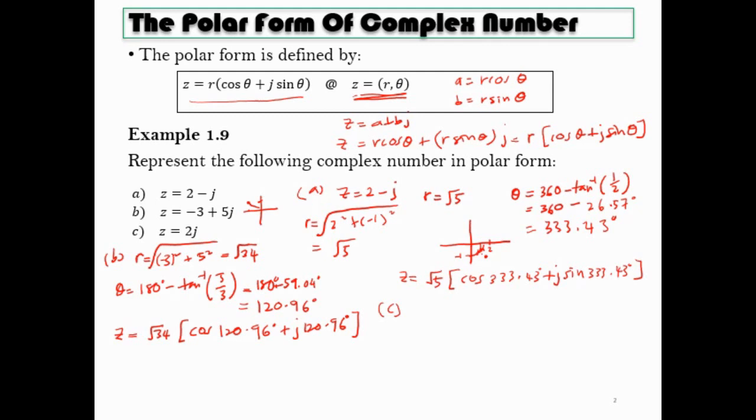So R is equal to the square root of 2 squared, so it's equal to 2. Where is the point located actually? x is 0 and y is 2, so it's here. You don't have to calculate the angle because it's trivial here. You can see it's 90 degrees, so theta is equal to 90 degrees. So your z is equal to 2 cos 90 degrees plus j sin 90 degrees. So that's it. You have to know where the point is located, then only can you find the correct polar form.